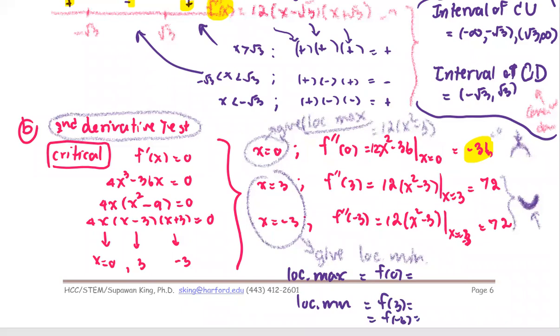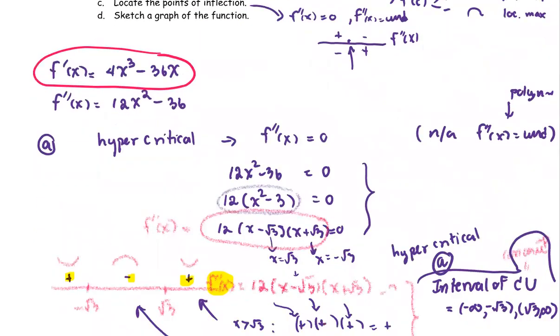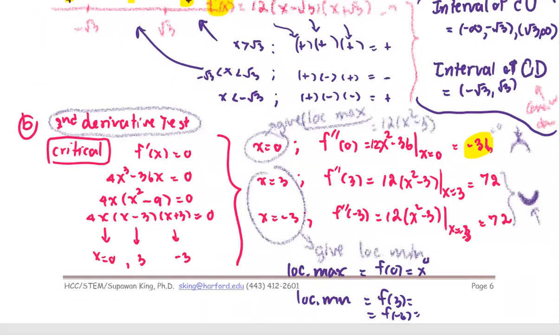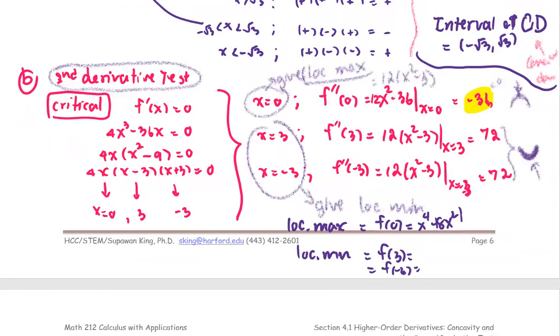So for the function value, now you have to go back to the original function. What would that be? x to the 4th minus 18 x squared. So it's going to be x to the 4th minus 18x squared, sorry about that, and evaluate when x equals 0. Same way over here, x to the 4th minus 18x squared, evaluate when x equals 3. And then plug 0 into the function, so you get 0. That's the local max. And then the next one you replace with the 3.